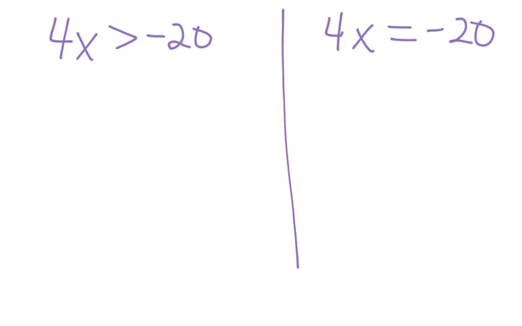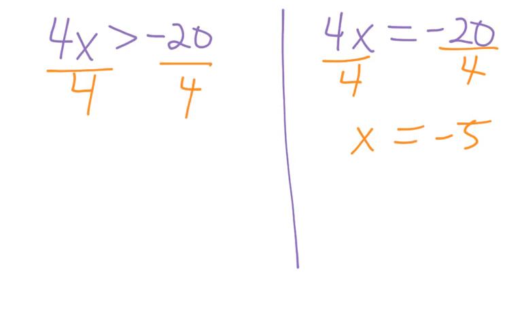So now we're going to start with the inequality this time. Actually, we'll start with the equation. What am I saying? So we start with the equation. We divide by 4 because 4 is being multiplied to x, and x equals negative 5. Now for the inequality, we're also going to divide by 4. I should draw a line through the equation, but we go left to right.